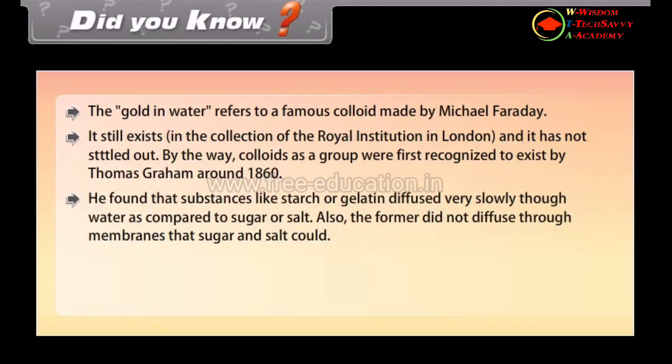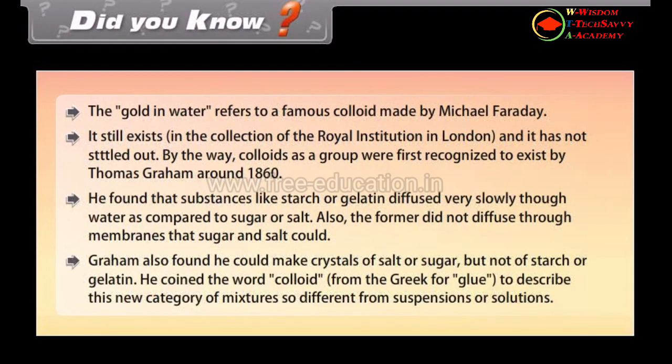He found that substances like starch or gelatin diffused very slowly in water as compared to sugar or salt. Also, the former did not diffuse through membranes that sugar and salt could. Graham also found he could make crystals of salt or sugar, but not of starch or gelatin. He coined the word colloid from the Greek for glue to describe this new category of mixtures so different from suspensions or solutions.